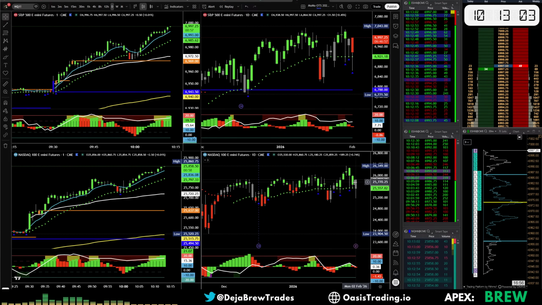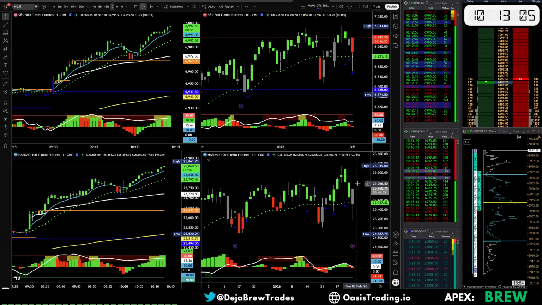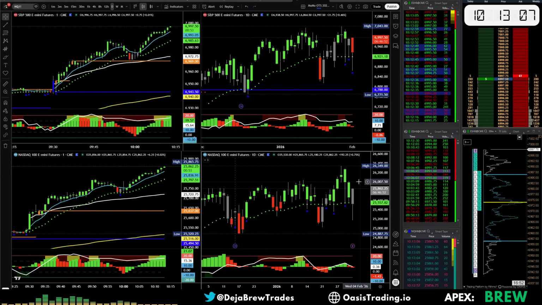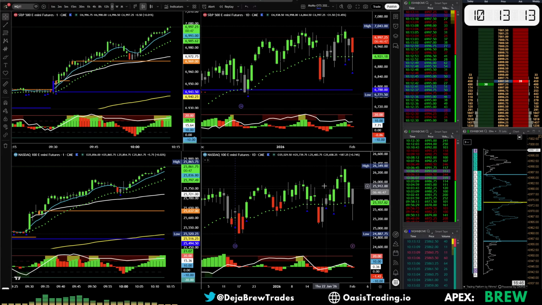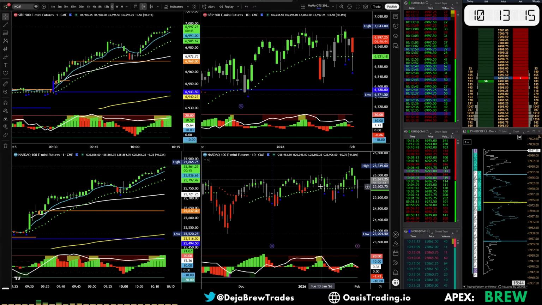NASDAQ, kind of the same thing. You're right on the middle of the range. As you get above like 26,000, it becomes a bit more dangerous. You have some high time frame sellers up there as well.